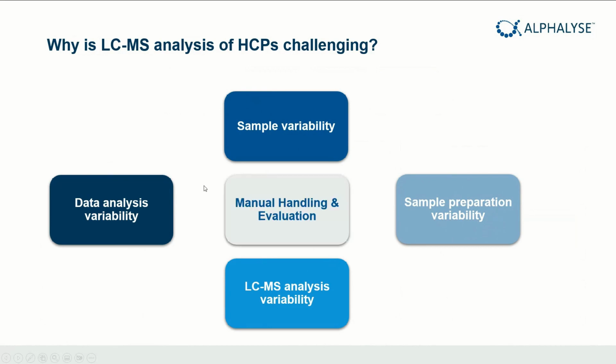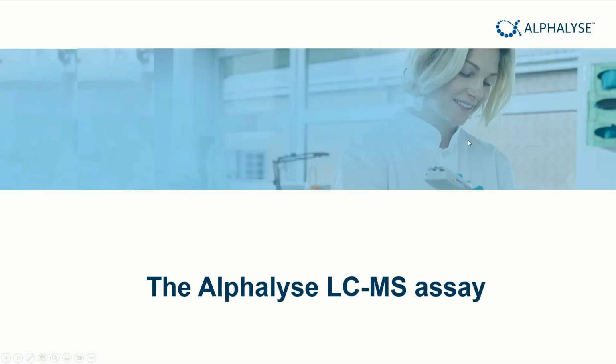And on top of this, if you do this manually, you have the individual variability from manual handling of the samples and manual data analysis and evaluation. So you have to solve all these things before you get a reproducible quantitative assay. And this is what we have done here at Alpha. So I'll just go through the principle of the LC-MS method we have set up here at AlphaLyse and applied for many projects.